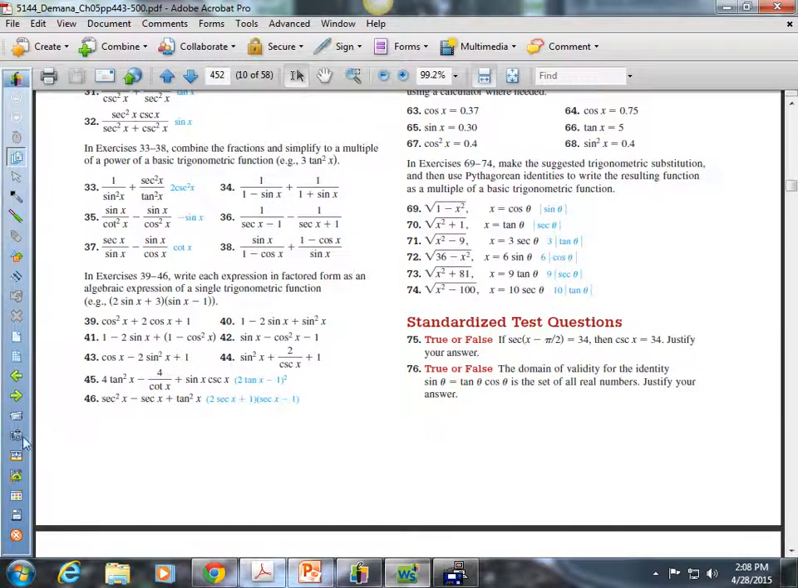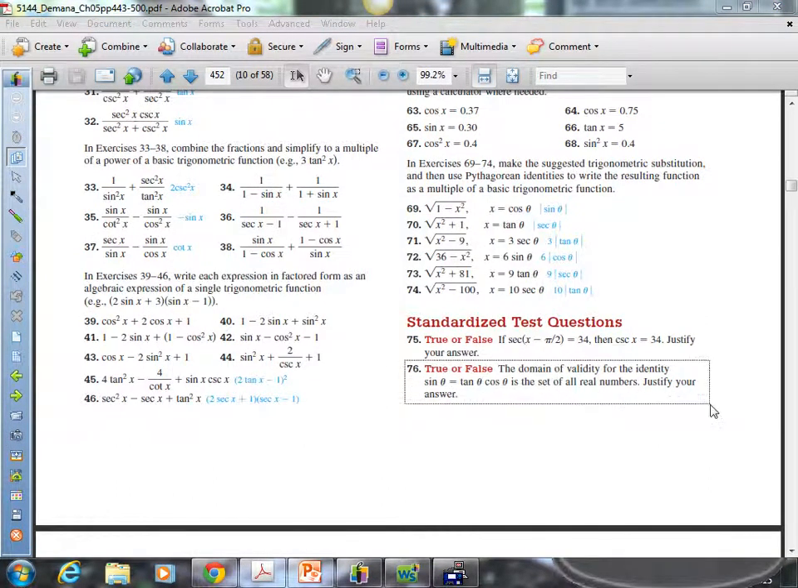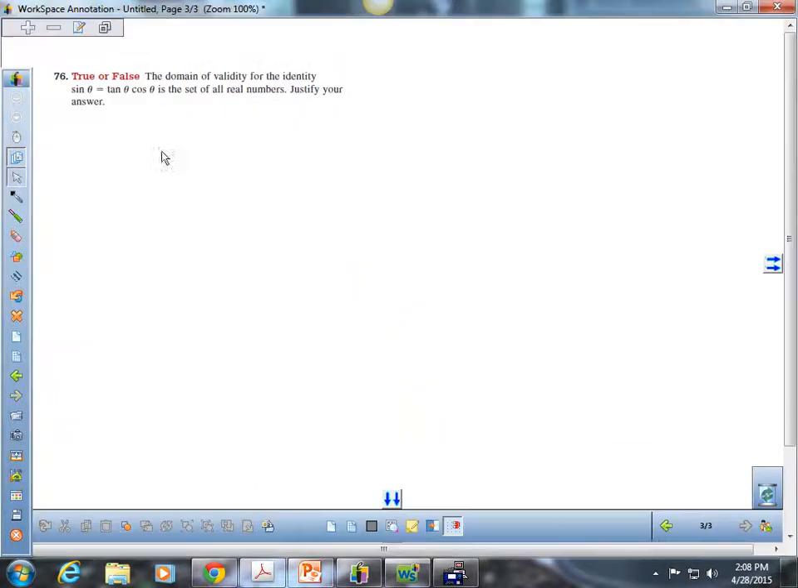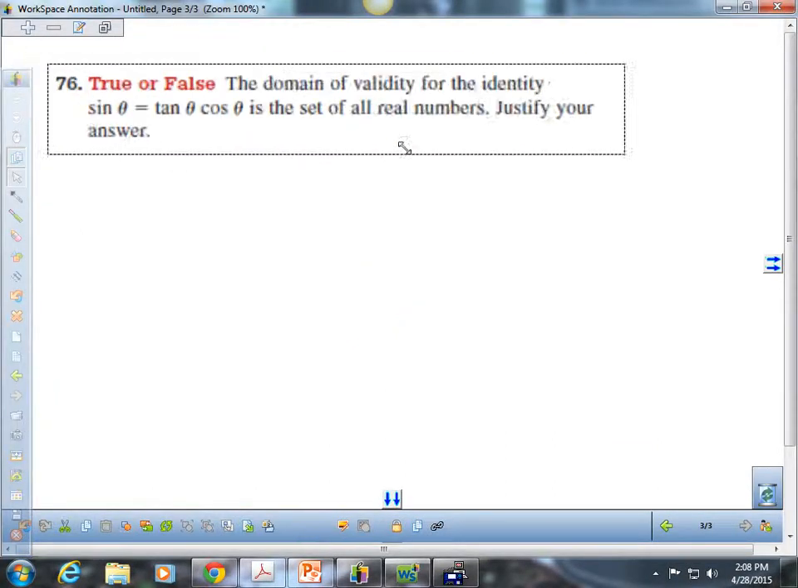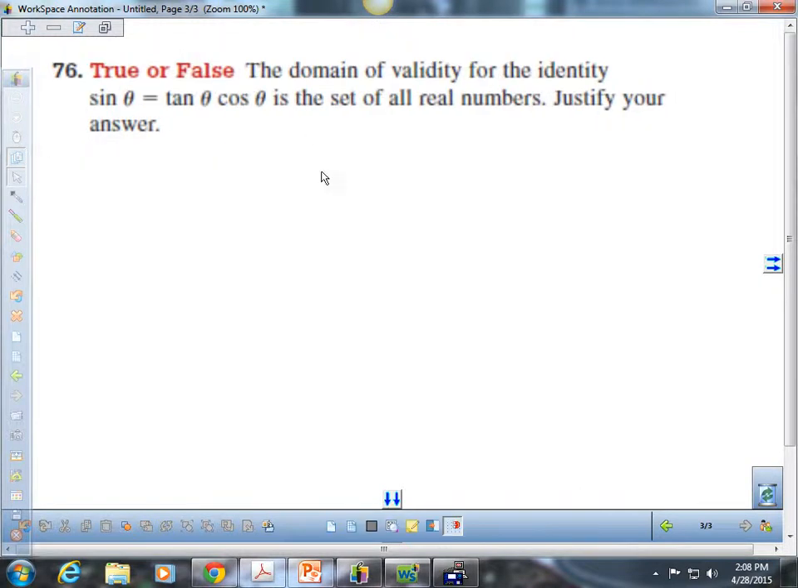76, true and false question. The domain of validity for the identity sine theta equals tangent theta times cosine theta is the set of all real numbers. Justify your answer. How many say true? All real numbers. How many say true? Nobody says true. Everybody says it's false. You say it's true. It's going to work for all real numbers.